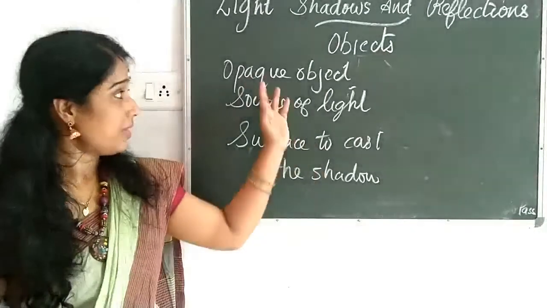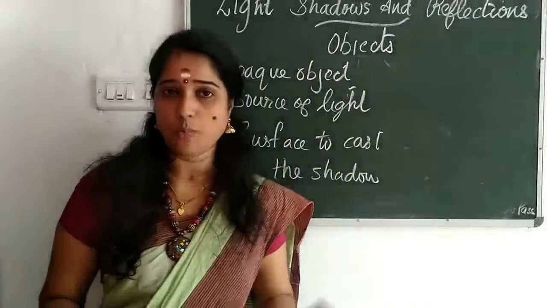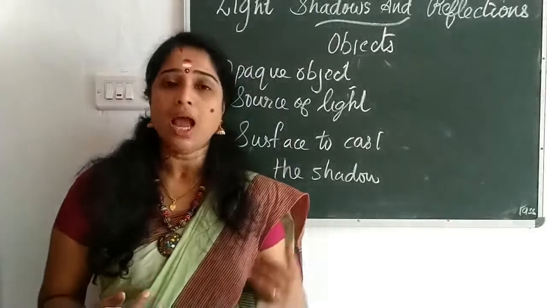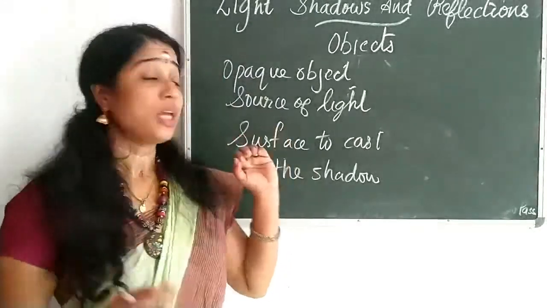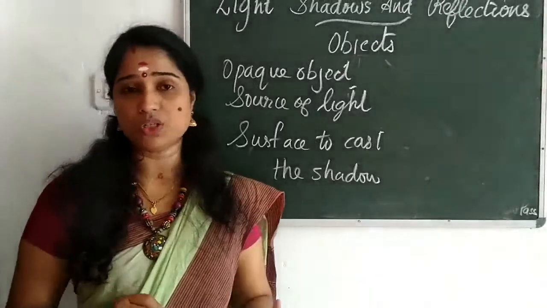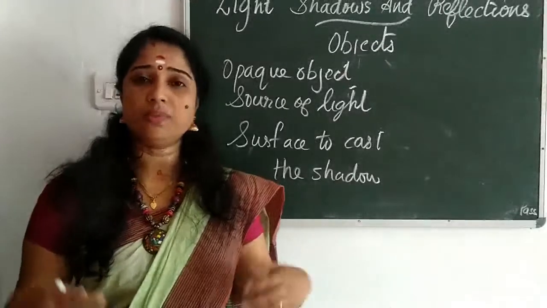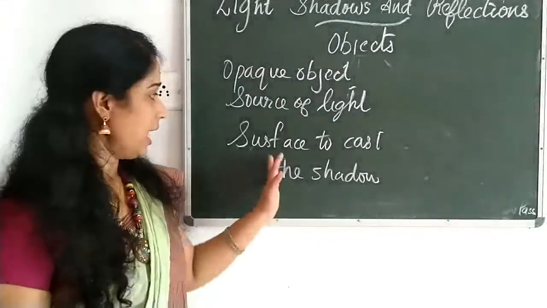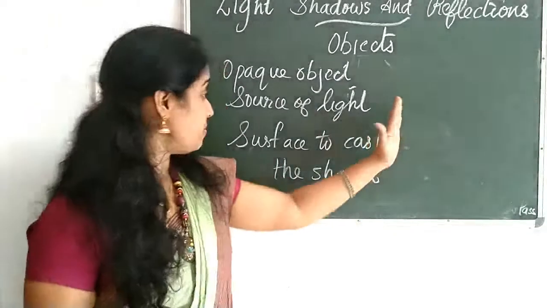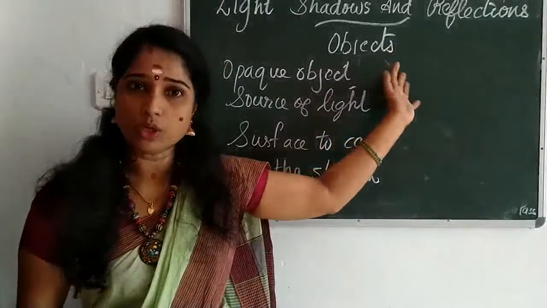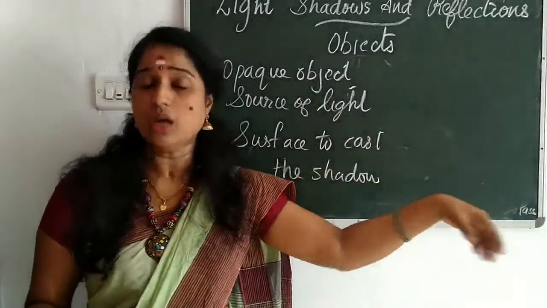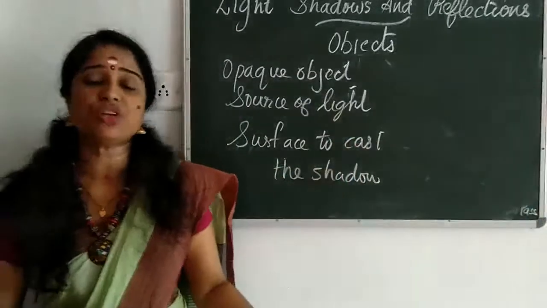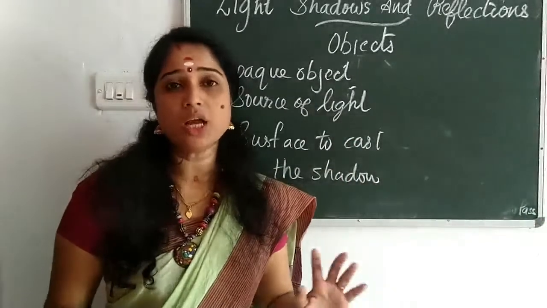What are they? They are an opaque object. Opaque objects are objects that don't allow the light to pass through them. An opaque object is needed. A source of light is needed, very important. It may be candlelight, it may be normal sunlight. Any type of source of light is needed. Along with that is a surface to cast the shadow, because we want to see the shadow there, isn't it? So a surface to cast the shadow should be there. These are the three main things.